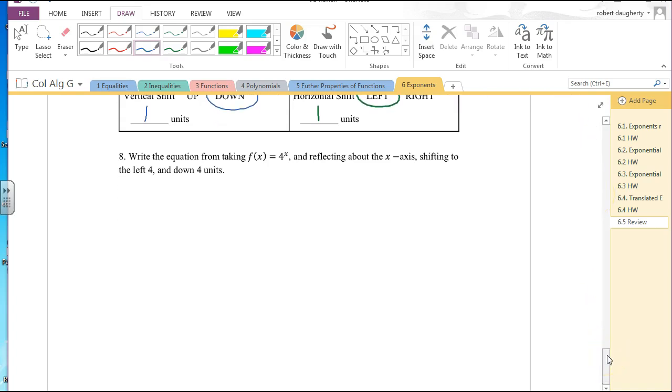Number 8, write the equation from taking f of x equals 4 to the x, reflecting it about the x-axis, shifting to the left by 4 and down 4. So let's create a new function. Let's do one thing at a time. To reflect it about the x-axis, that's a negative sign. Okay, then I'm going to have 4, and then it shifts to the left by 4. So left 4 is x plus 4. That's what shifts it to the left, plus 4. And then it goes down 4 units.